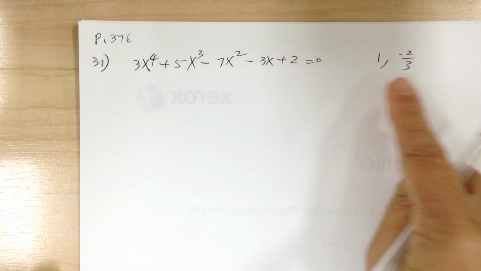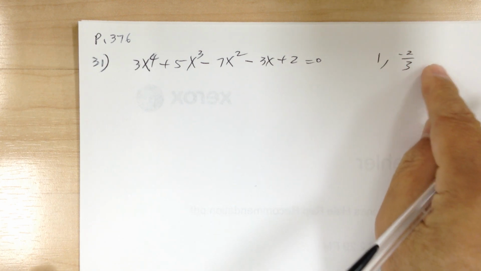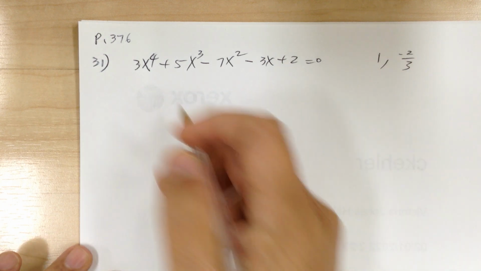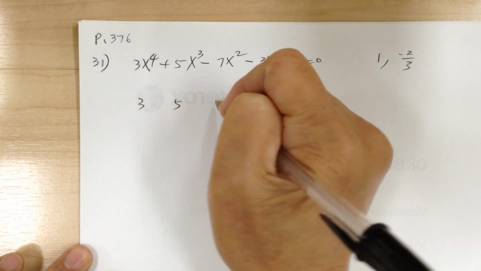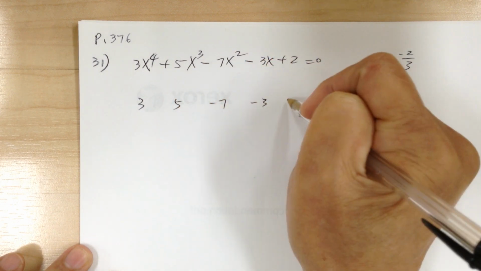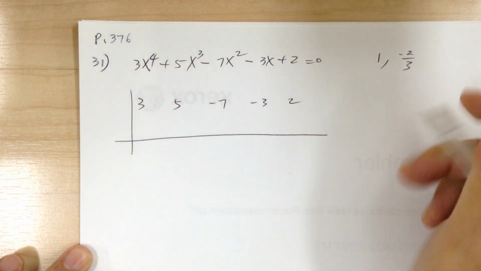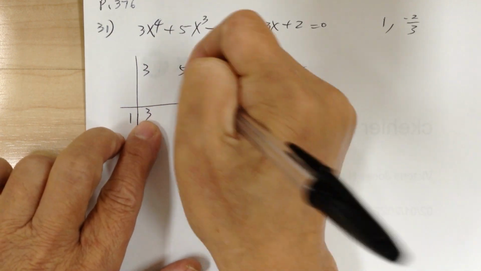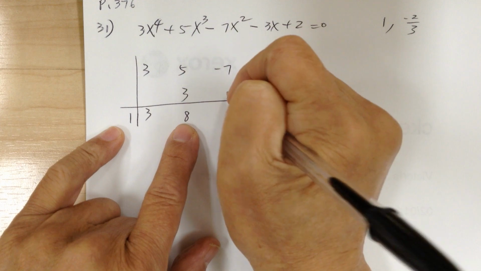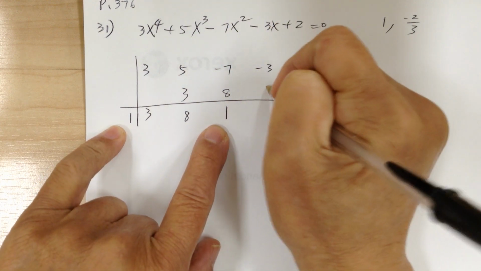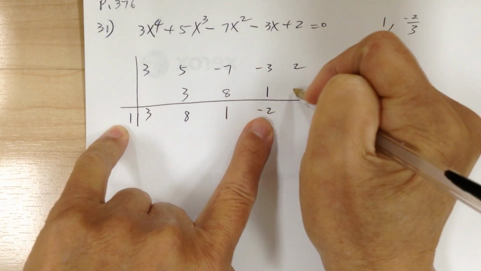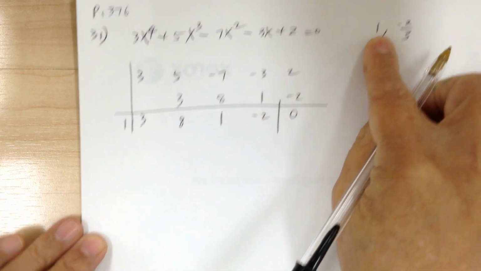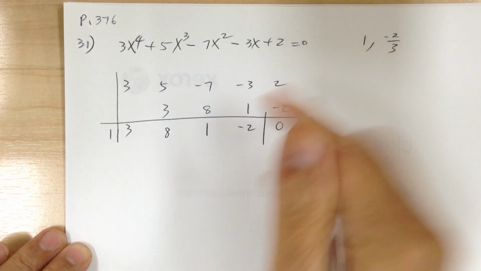So let's go and divide by the 1 first because negative 2/3 is hard to do. So you're going to get 3, 5, negative 7, negative 3, 2. Divide by 1. So drop, multiply, you add, multiply, you add, multiply, you add, multiply, you add. So that takes care of this root. Now let's go and do the next one.